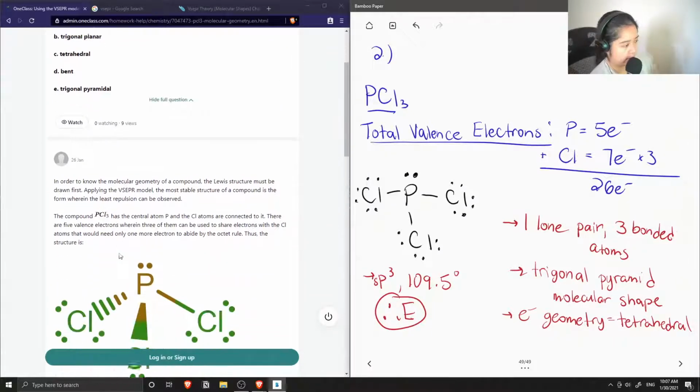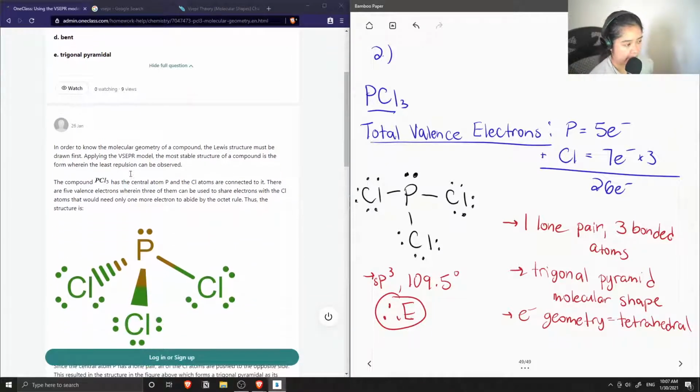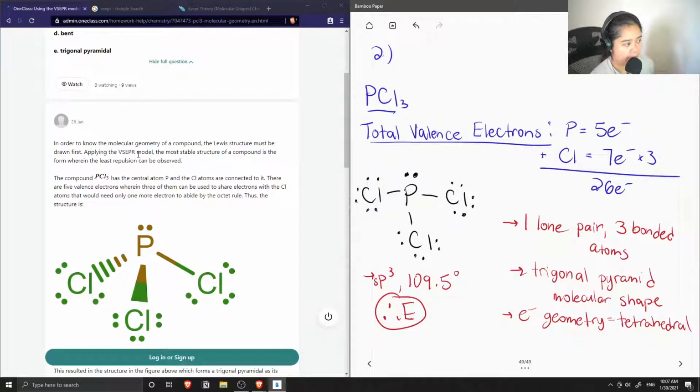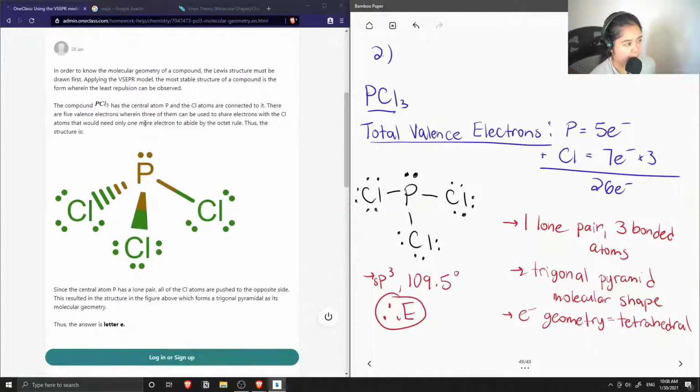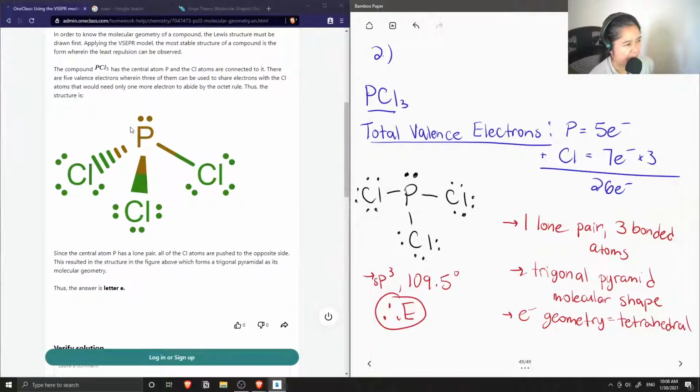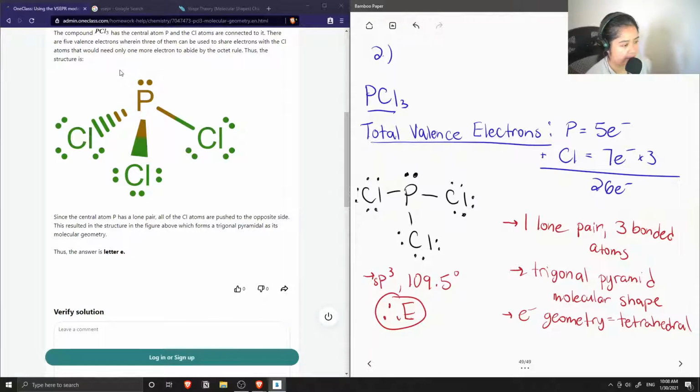And the junior tutor said, in order to know the molecular geometry of a compound, the Lewis structure must be drawn first. Applying the VSEPR model, the most stable structure of a compound is the form wherein the least repulsion can be observed. So there's a central P atom, and the chlorine atoms are connected to it. There are 5 valence electrons, wherein 3 of them can be used to share electrons with the chlorine atoms that would need only 1 more electron to abide by the octet rule. And then they drew out the structure.